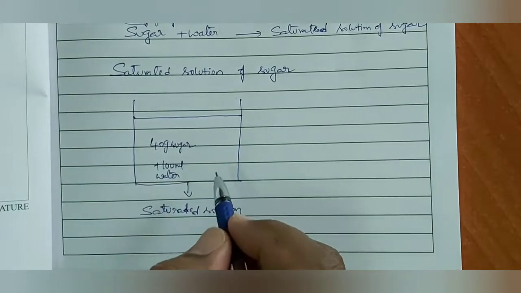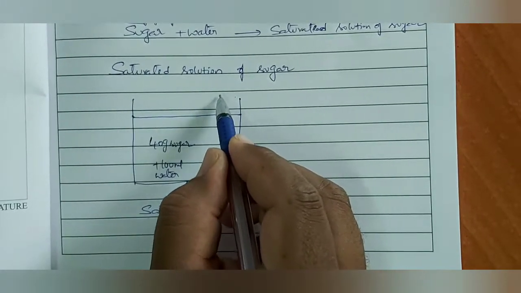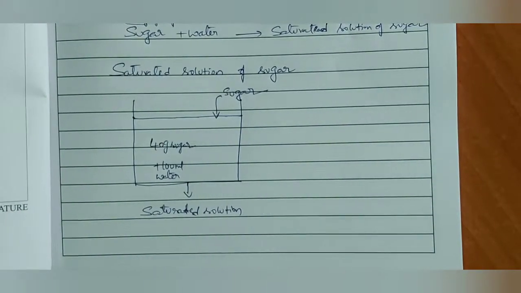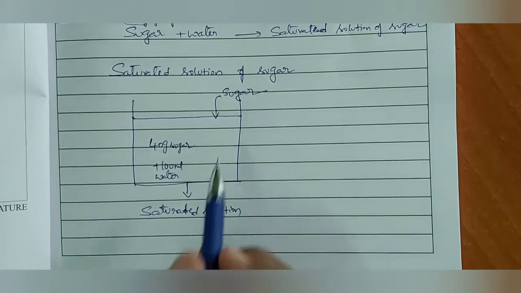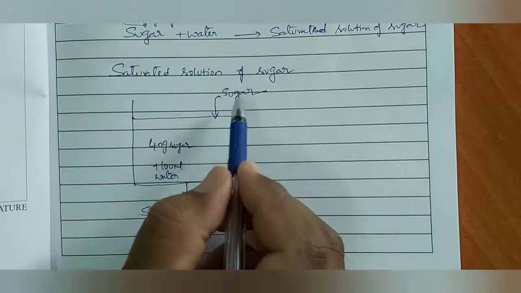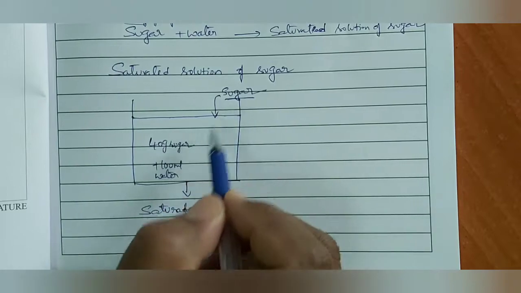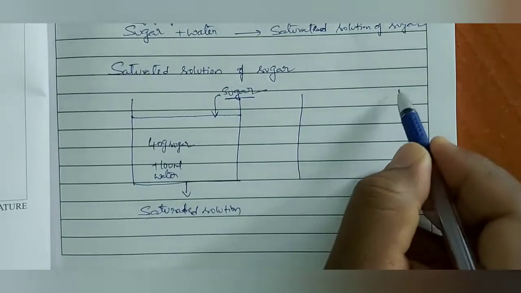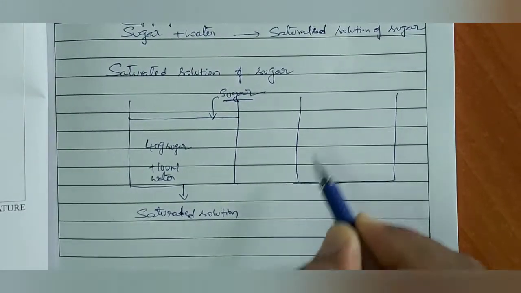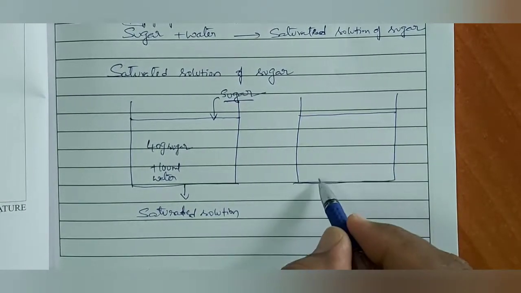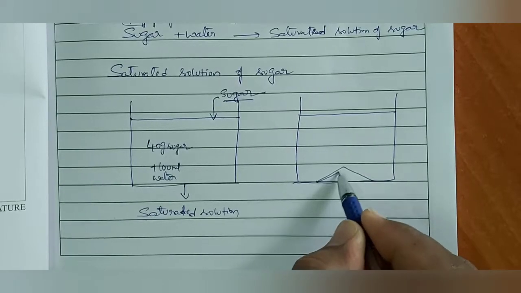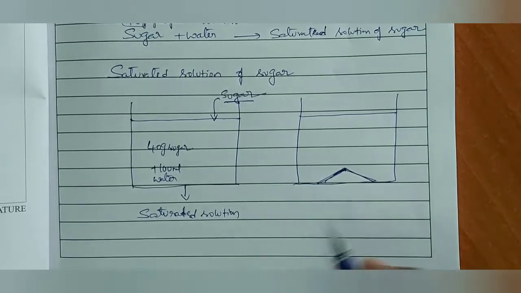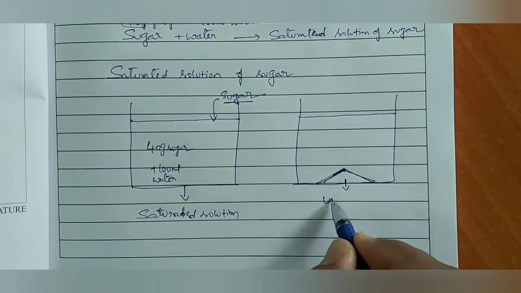To the saturated solution of sugar, further I am going to add a small amount of sugar. If you add further sugar to the saturated solution, that sugar will not be dissolved. Is it correct? Then it appears like a small heap.